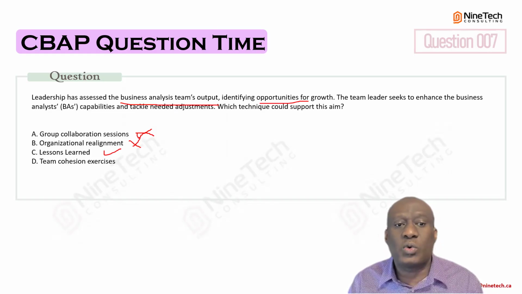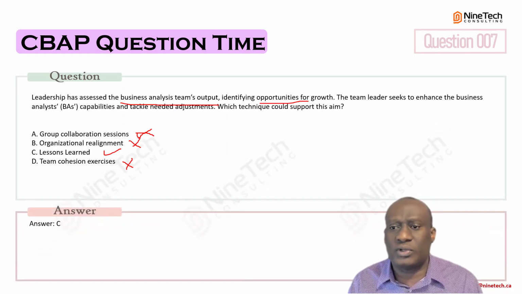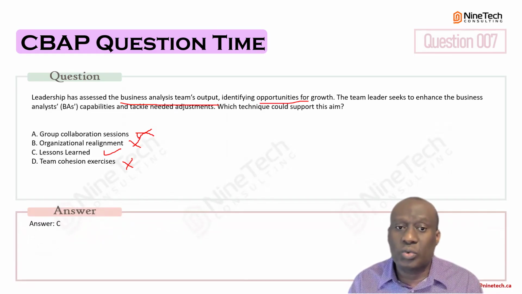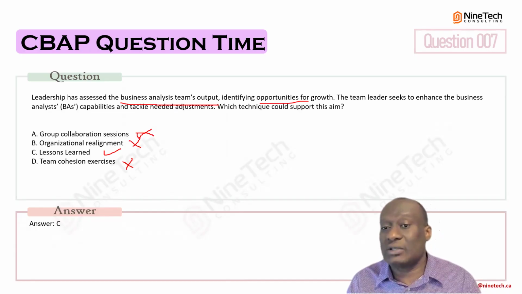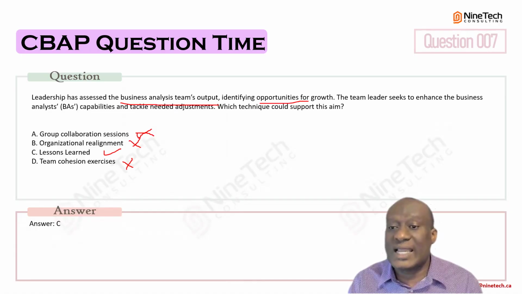Let's look at D, team cohesion exercises. No, that does not answer the question. Let's look at the answer. This seems to be a straightforward one, so I'm not going to overflog it. Another thing I'll add is that for lessons learned, if you are doing Agile, you could get some of this information from your retrospectives. Those will help the BAs analyze their past work, identify skill gaps, and plan improvements, aligning with the goal, and this will also enable reflection on performance to improve skills and address issues.